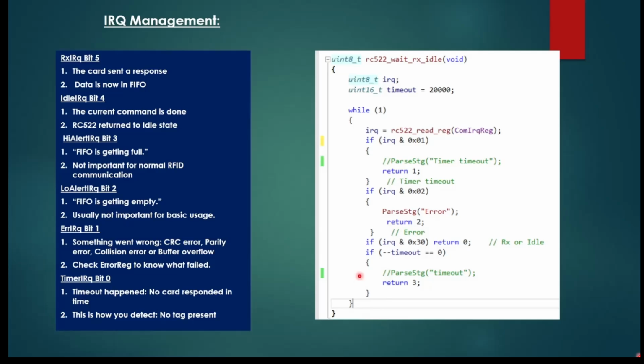And finally, what we have is our timeout. That means if nothing is happening, we don't get any of these errors, and we get a timeout, we return a 3, which is a software timeout. We don't know what happened, but we've gone around enough times. That's what we're going to be doing when you see the RC522 wait for receive or idle. So anyhow, now we can go back to continue our presentation.